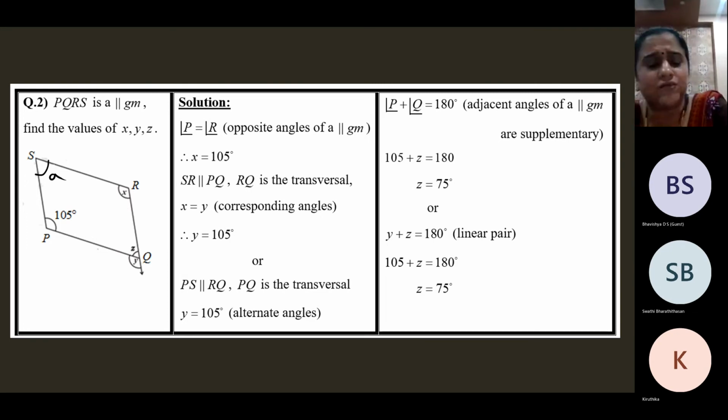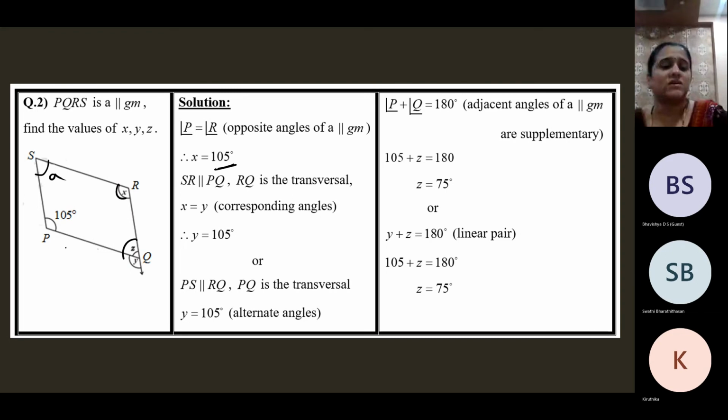So you can find Z in different ways. You can say X plus Z is equal to 180. Adjacent angles are supplementary. And you know X is 105. So like that you can find Z.